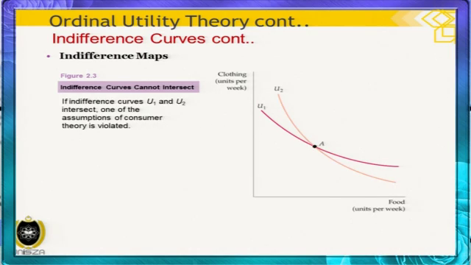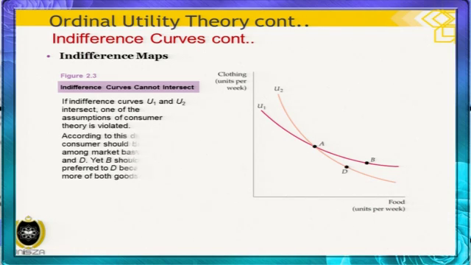For your information, indifference curves cannot intersect. If indifference curves U1 and U2 intersect, one of the assumptions of consumer theory is violated. According to this diagram, the consumer should be indifferent among market baskets A, B, and D. Yet, B should be preferred to D because B has more units of goods.